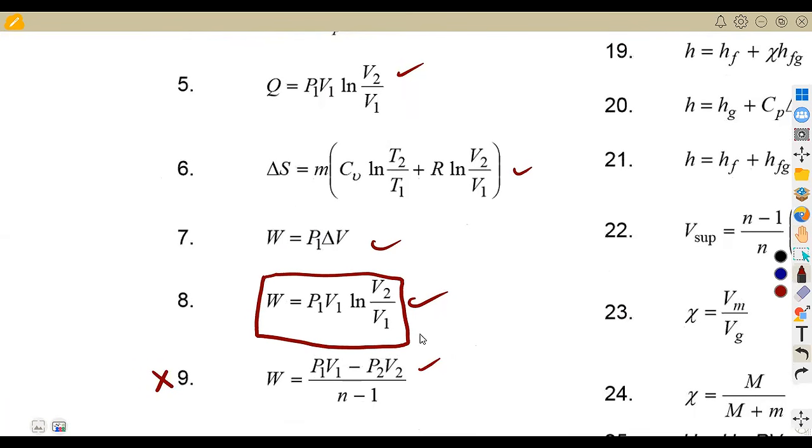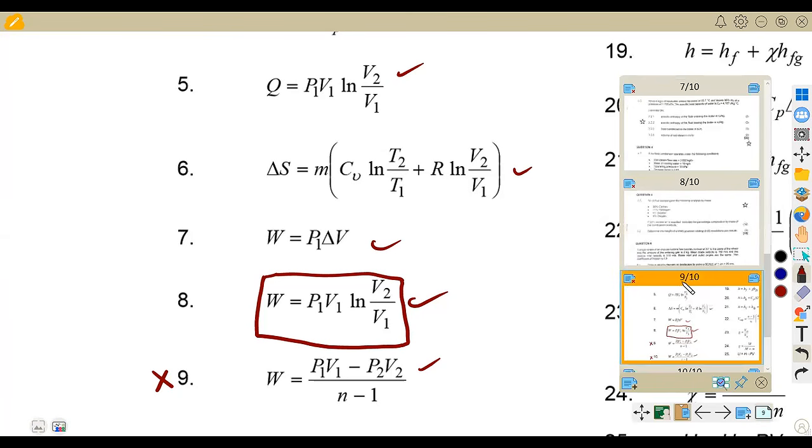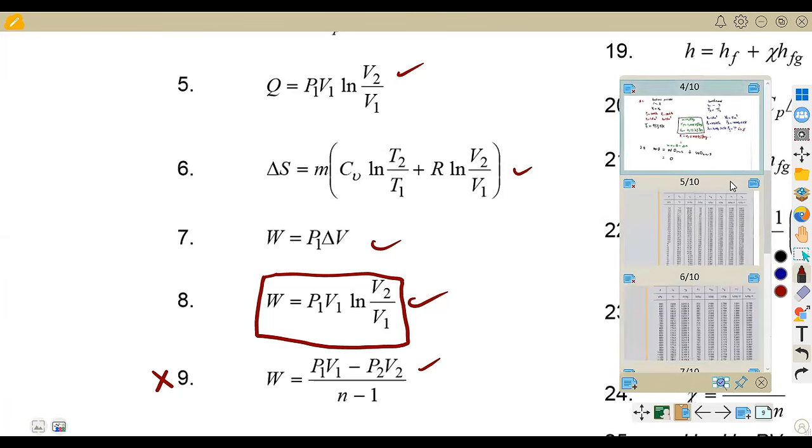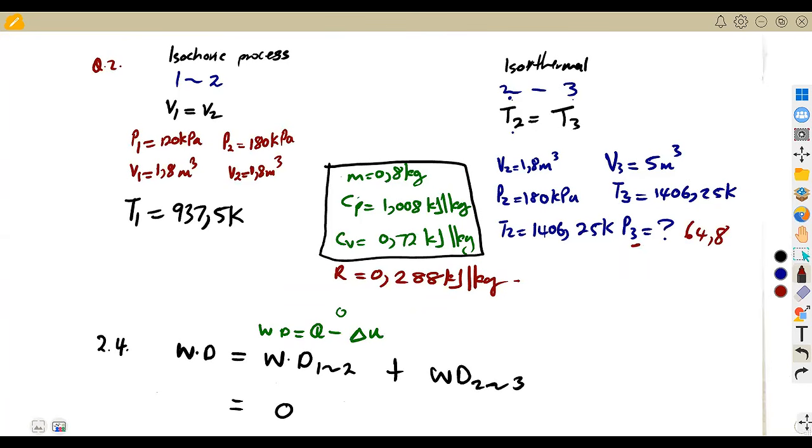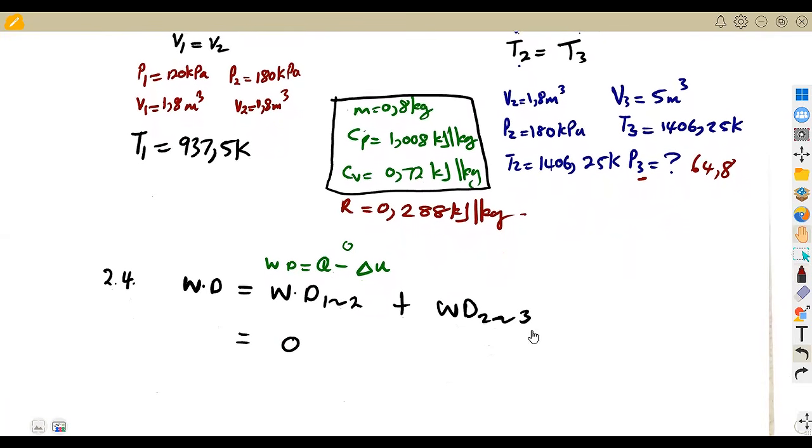I want us to explain this one. All right, let me come back here and explain. You understand me, guys? Why? Because sometimes you'll just write a 0, then you even do not know where it is coming from. Maybe you chose that formula for work done.